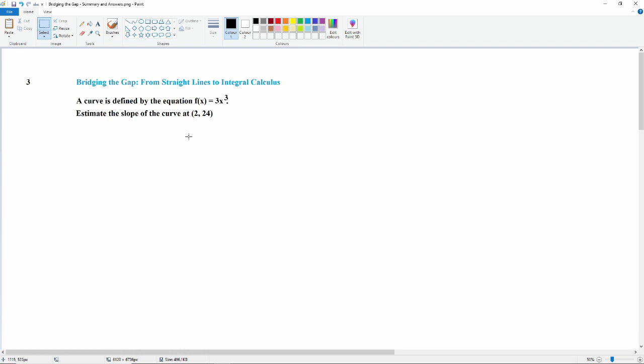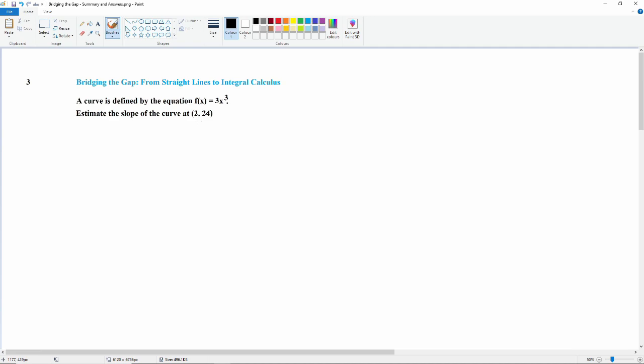Okay, so question 3, or the question at the end of lesson 3, was: a curve is defined by the equation f of x equals 3x cubed. Estimate the slope of the curve at 2, 24. Okay. So what we want to do is to find a tangent line by getting a secant line that gets ever closer and closer together. So let's pick 2 points on a secant line that's close to 2, 24.